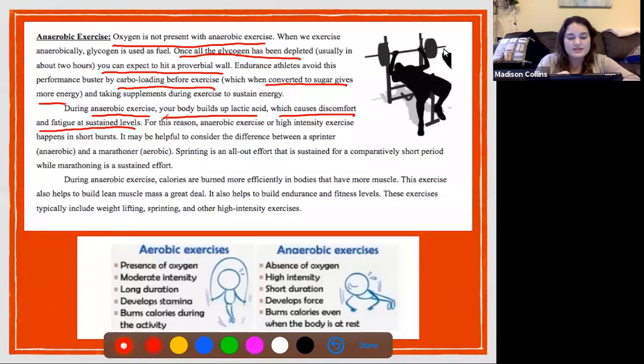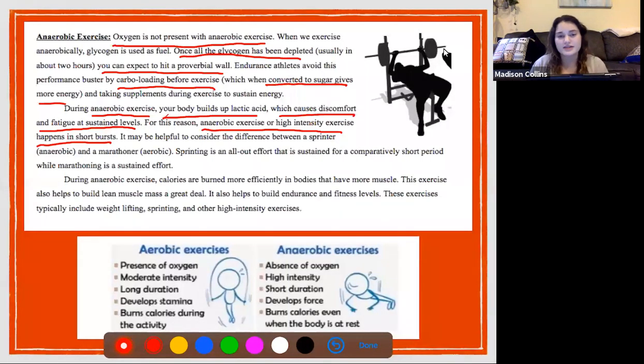So for this reason, anaerobic exercise or high intensity exercise happens in short bursts. It may be helpful to consider the difference between a sprinter, which is an anaerobic exercise, and a marathon runner, which is aerobic. Sprinting is an all-out effort that is sustained for a comparatively short period of time, while marathoning is a sustained effort for a longer period of time.